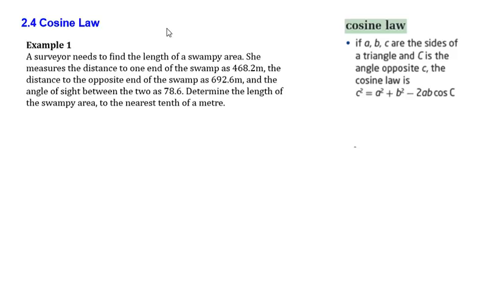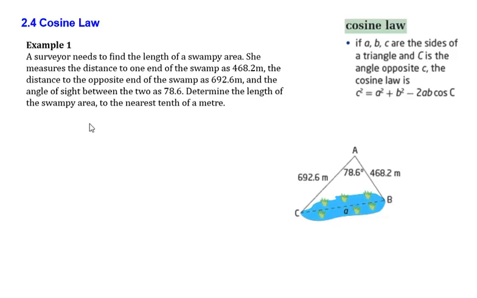Okay, so if we look at the first question, a surveyor needs to find the length of a swampy area. She measures the distance to one end of the swamp and the distance to the other end of the swamp, and the angle of sight between the two as 78.6 degrees, and we want to determine the length of the swampy area. So what we do is, of course, we draw or sketch a little diagram, and from that diagram then we can just start using the cosine law to determine the distance that we're looking for.